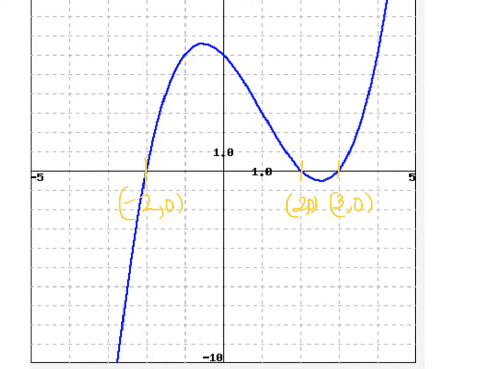My zeros produce my x-intercepts if they're real numbers. If they're not real numbers, my zeros won't produce an x-intercept. So I know from here, this would have been x equals -2. This would have been x is equal to 2. And this one would have been x is equal to 3.